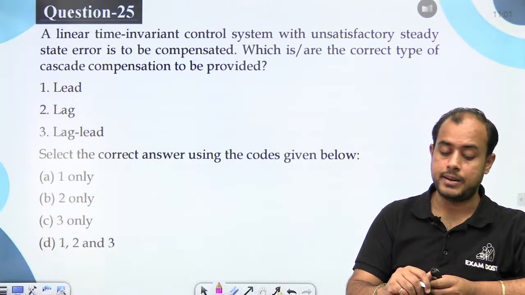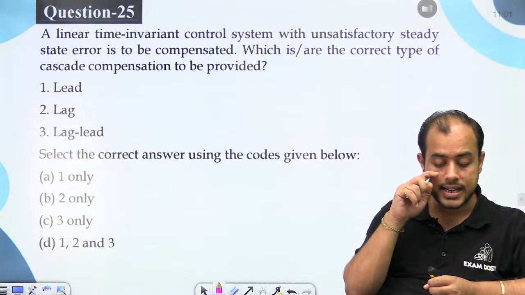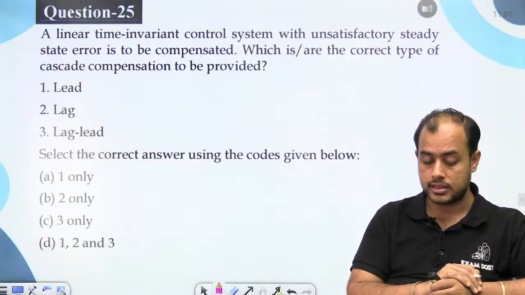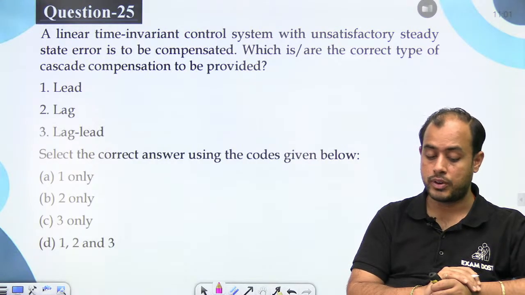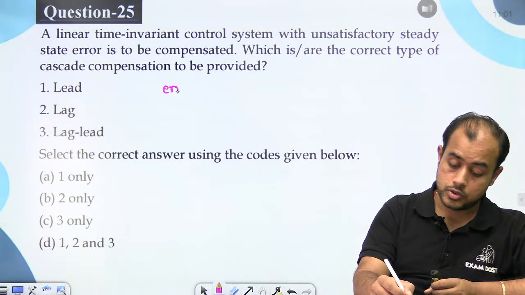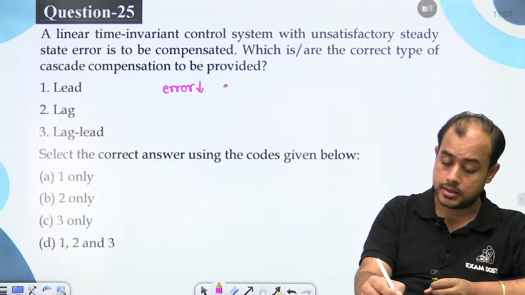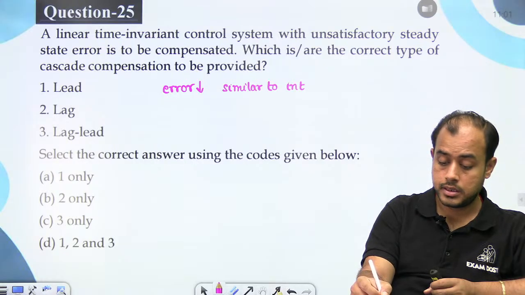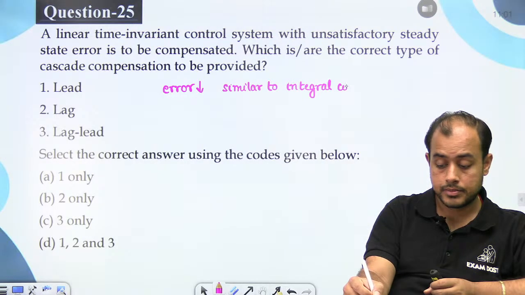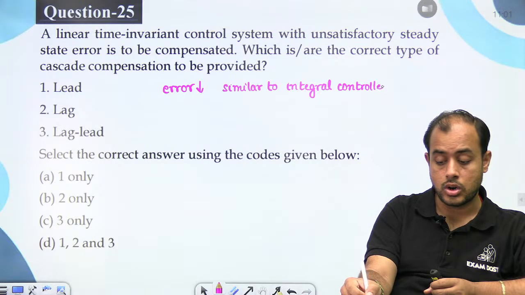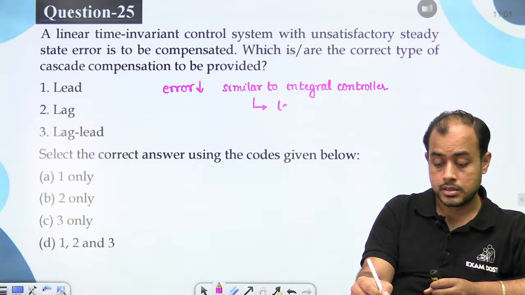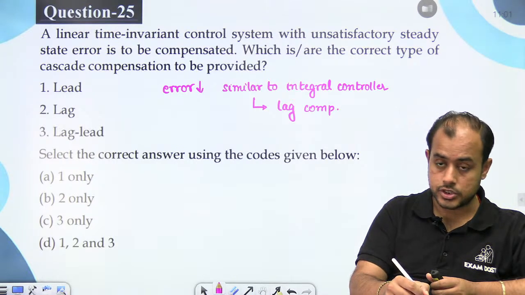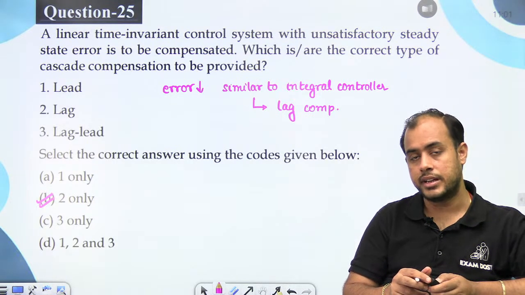ESE 2017, a LTI system with unsatisfactory steady state error is to be compensated. Which controller or which type of compensation can be provided? तो बेसिकली एरर डिक्रीज करना है, सिमिलर टू इंटीग्रल कंट्रोलर. अब इंटीग्रल कंट्रोलर जैसा कौन है? लैग कंपेंसेटर. ओके, so answer should be B. Lag compensator will reduce the error.